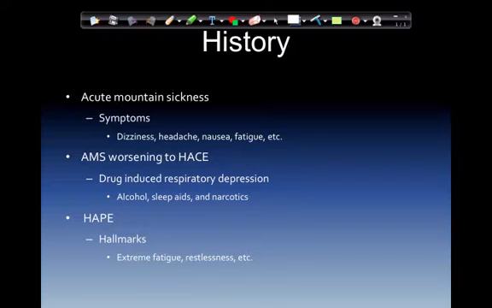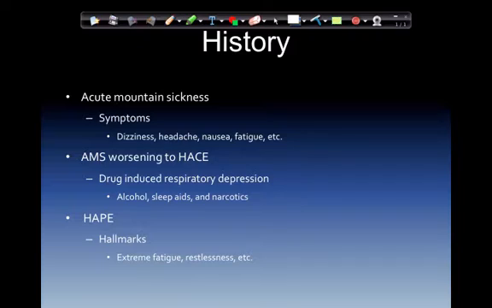History. Acute mountain sickness. Symptoms are going to be dizziness, headache, nausea, fatigue. Headache is almost universally common in people who travel above 6,000 foot and is a key indicator of acute mountain sickness.